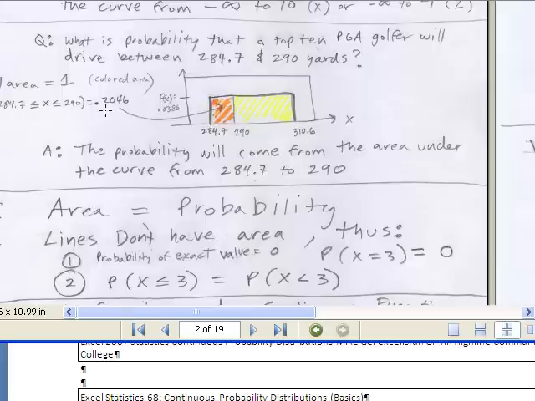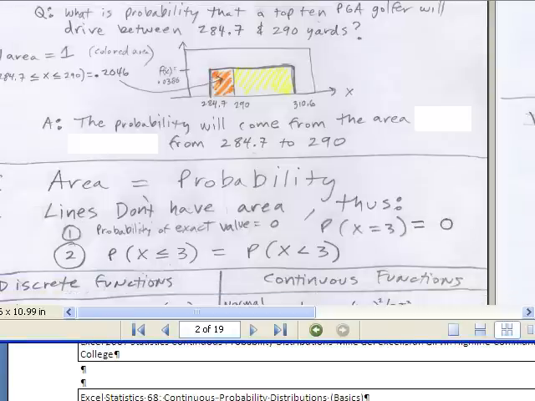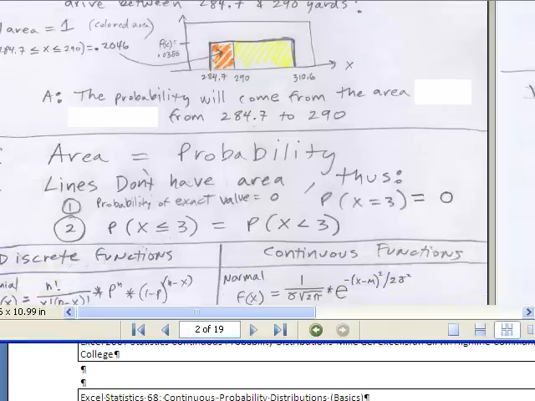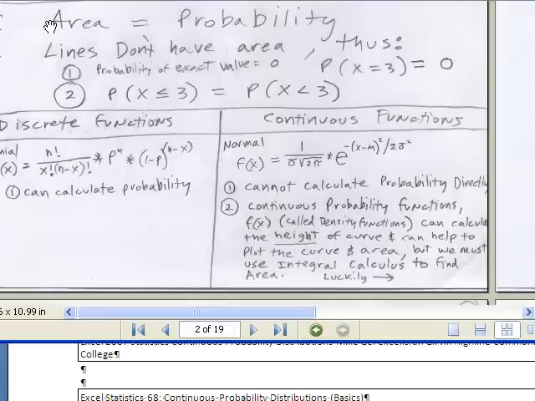And we'll calculate that the probability will come from the area under the curve. Well, in this case, it's not area under the curve. It's the rectangle from this to this. And that'll be our probability. So I just blocked that out there. The probability will come from the area from here to here. And we'll see how to do rectangle area calculations.